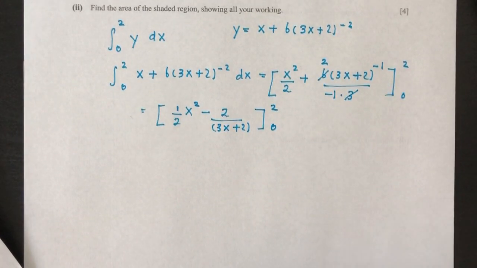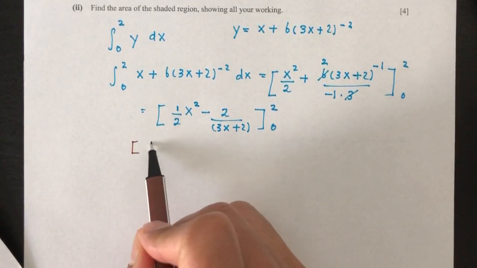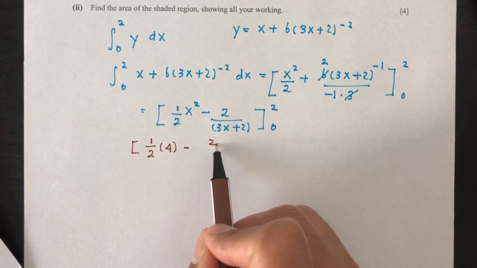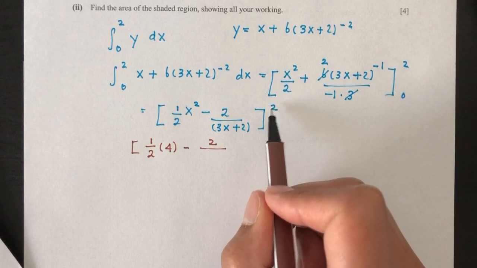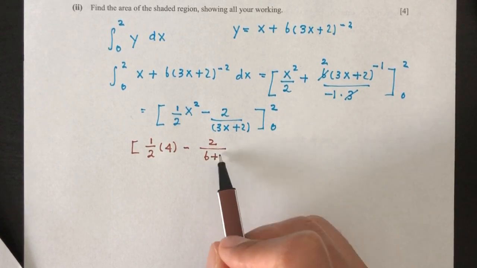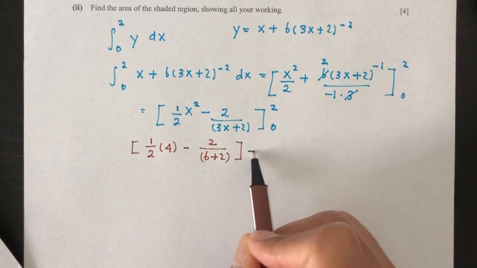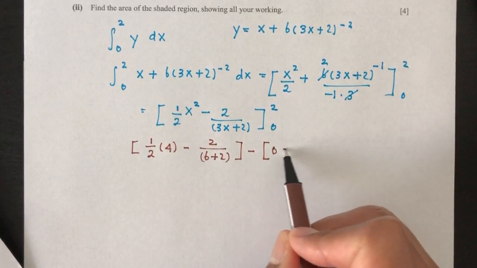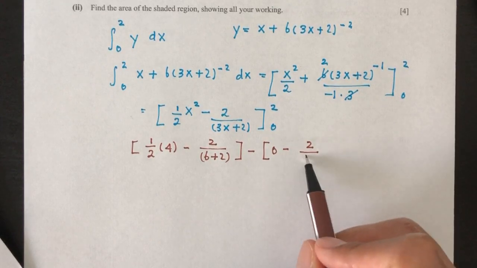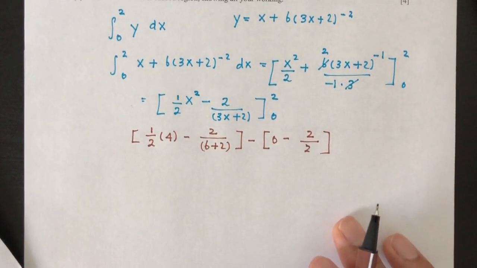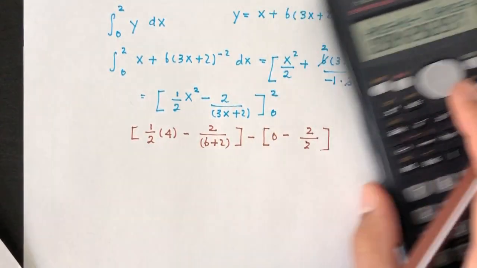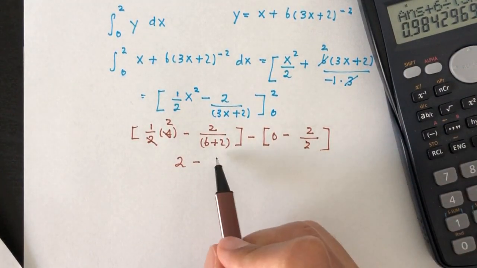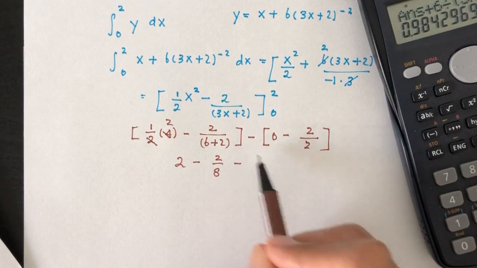So let's find the values. First one is 2, so that will be half times 2 squared, which is 4, minus 2 over 3 times 2 is 6 plus 2, minus, for 0, you will have 0 minus 2 over 2. Let's simplify, you will have, first one is 2 minus 2 over 8 minus 1.